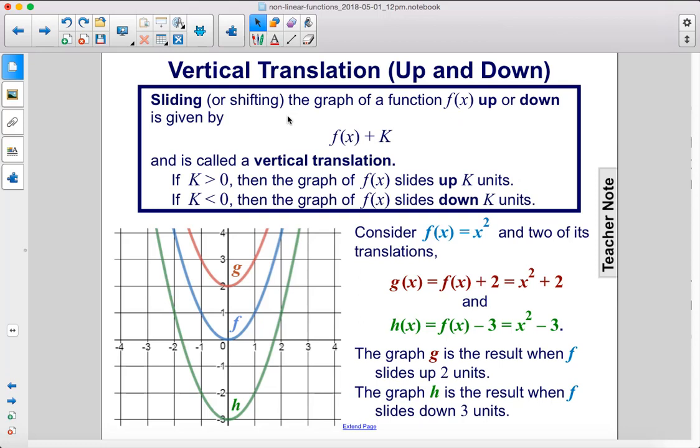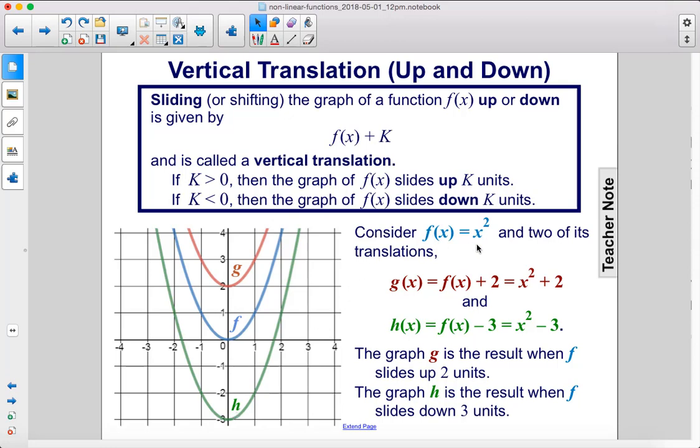Sliding or shifting the graph of a function f of x up or down is given by f of x plus k, and is called a vertical translation. If k is greater than 0, then the graph of f of x slides up k units. If k is less than 0, then the graph of f of x slides down k units.